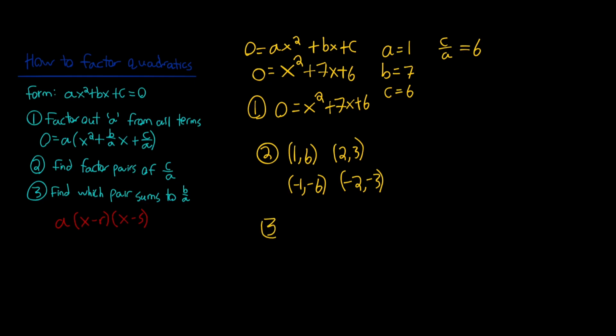Now for the final step, we just want to find which pair is going to add to equal b over a. Now b over a is going to be 7. So we see that 1 and 6 are the two numbers that we want, right? 1 plus 6 is equal to 7, and 1 times 6 is equal to 6. So as our final answer, we're going to get 0 is equal to (x plus 1) times (x plus 6).